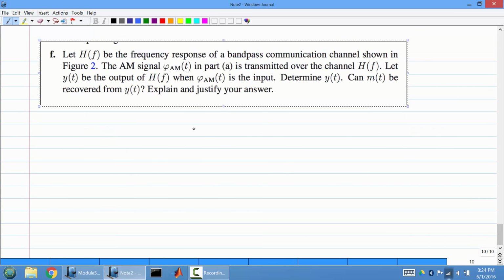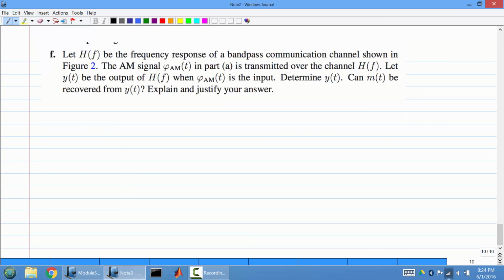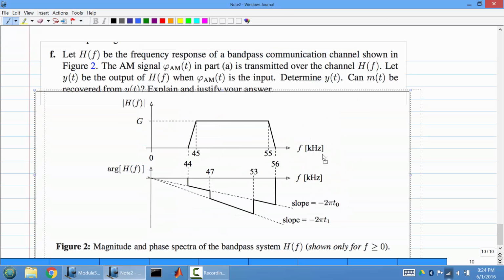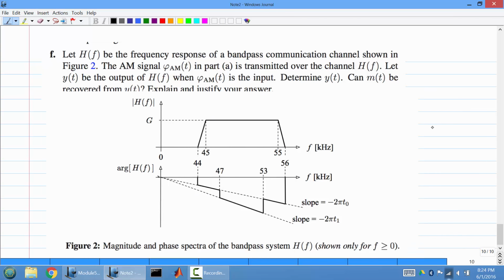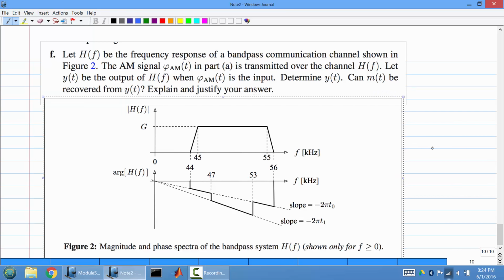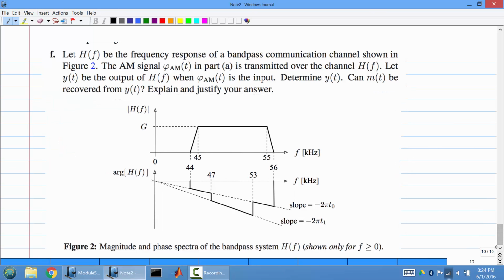So let h of f be the frequency response of a bandpass communication channel shown in figure 2, which is this guy over here. Let me just scale this down. Okay. So we are taking our amplitude modulated signal and putting it through our bandpass filter, and then we're getting some output. This bandpass filter is this guy over here.